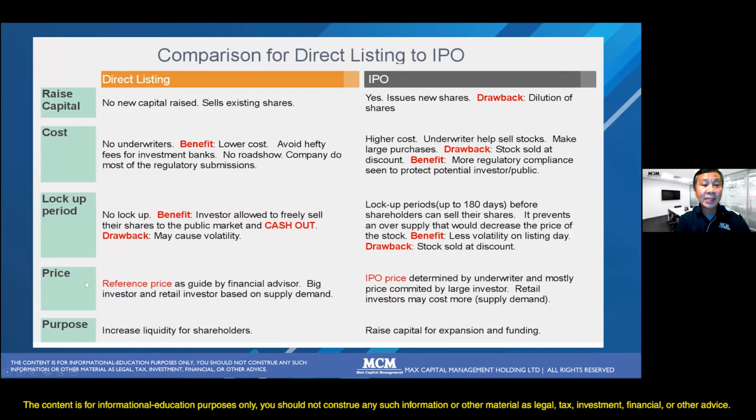As for price, in direct listing, the price will be called a reference price. Retail and big investors compete on a level playing field.